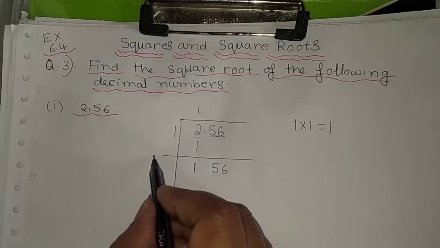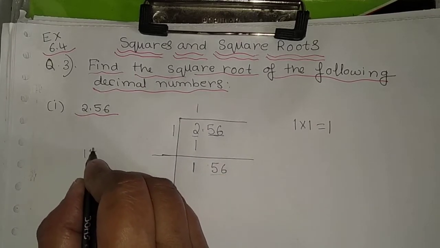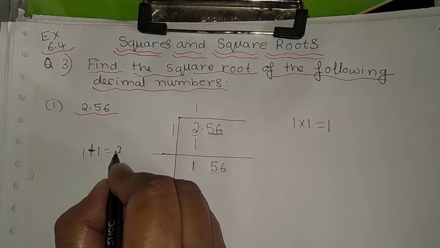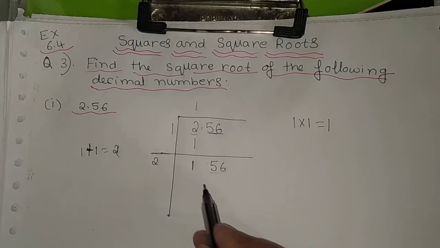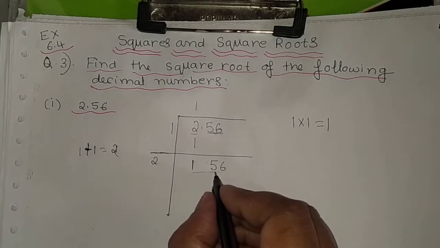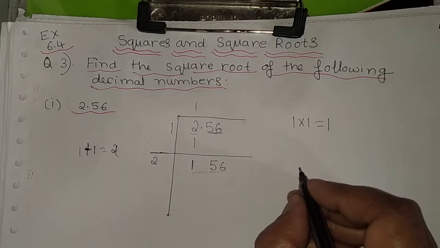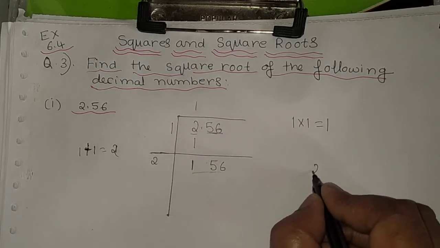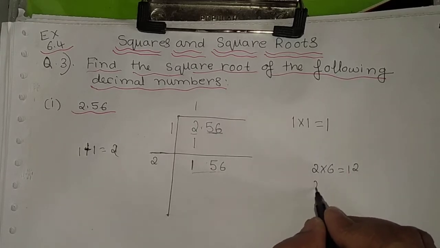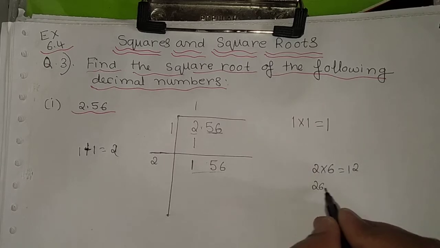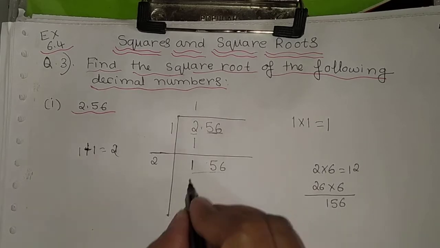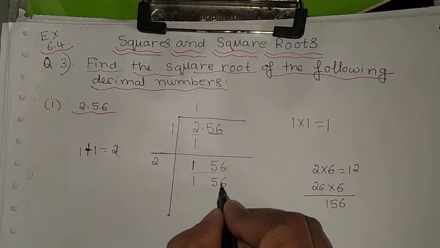So next, add these 2. That is 1 plus 1 equal to 2. Write here 2. So after this, we'll see, adding this with the nearest number to this, 15. So 2 into 6 equal to 12 is the nearest number. So we multiply 26 into 6. What we get? 156. Right here, 1, 5, 6.